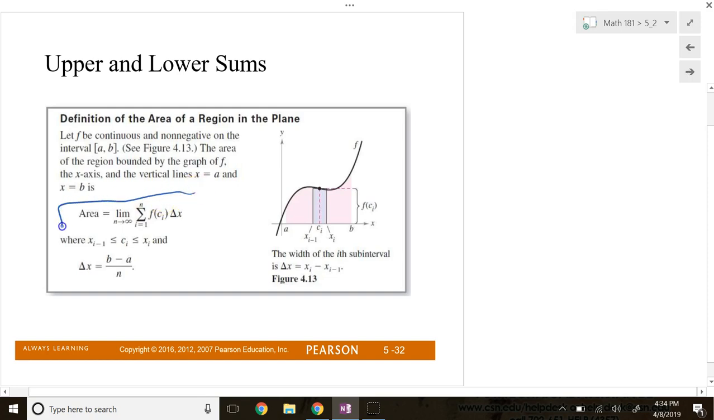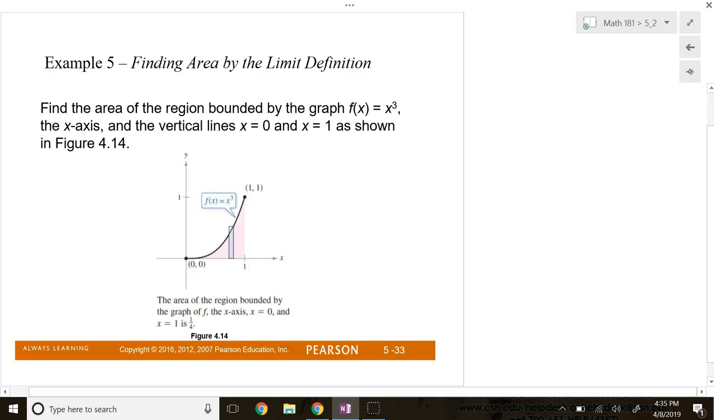So here's the actual area. The area formula is the limit as n goes to infinity of the height times the width, but we're going to run an infinite amount of those subintervals, where delta x is what you want to start with, b minus a over n.